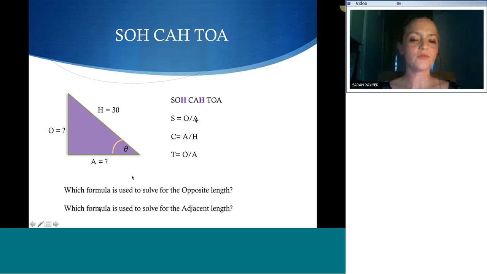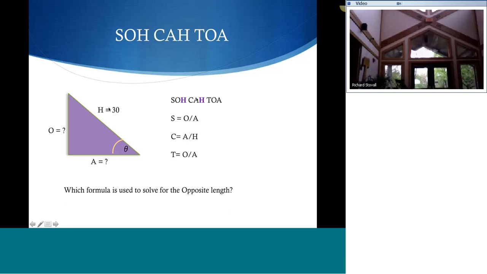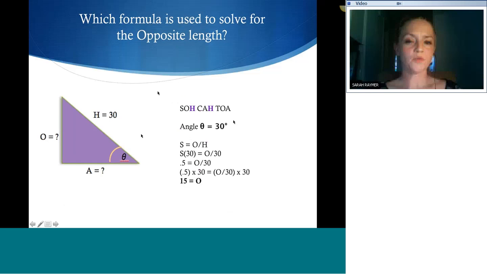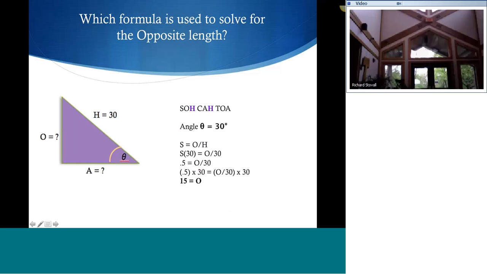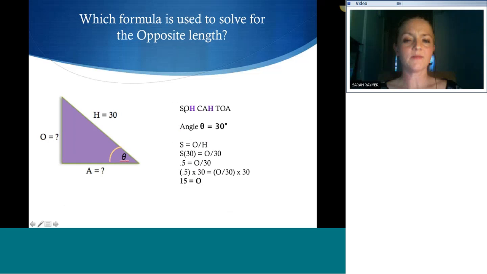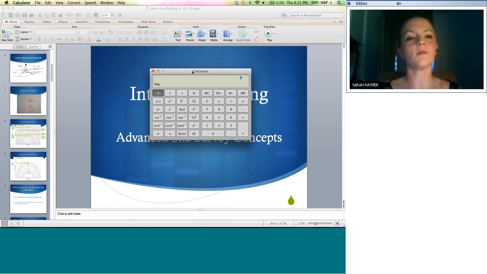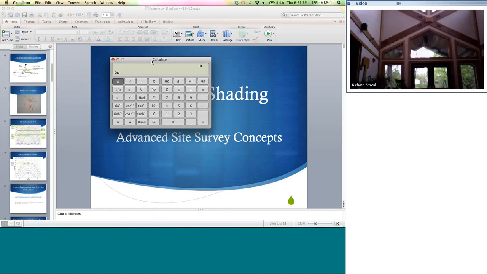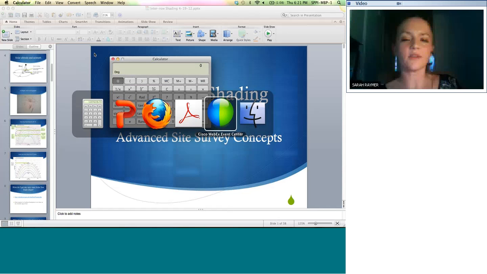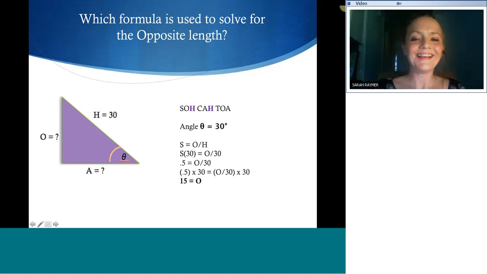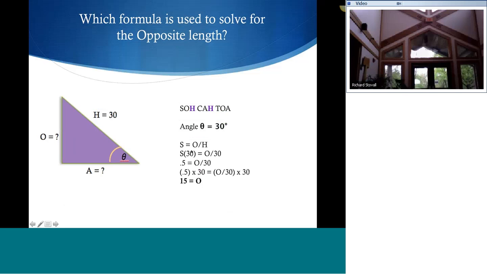So which formula is used to solve for the adjacent? We have the hypotenuse. We need the adjacent, so we use this one. All right, so this is us working it out. Which formula is used to solve for the opposite length? We have the hypotenuse. We need the opposite, so we use sine. The way this is going to work with the calculator, oops, I made everything go away. Pardon me. Well, I'll show you how to use the calculator, but not right this very second.